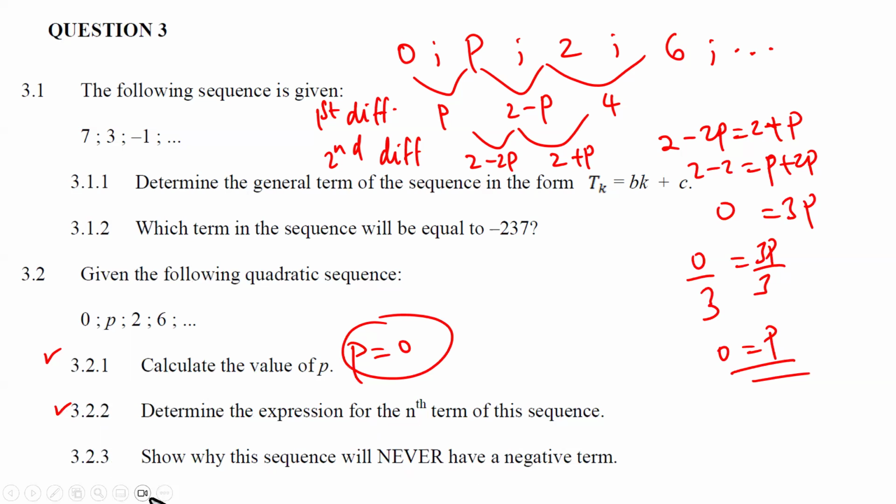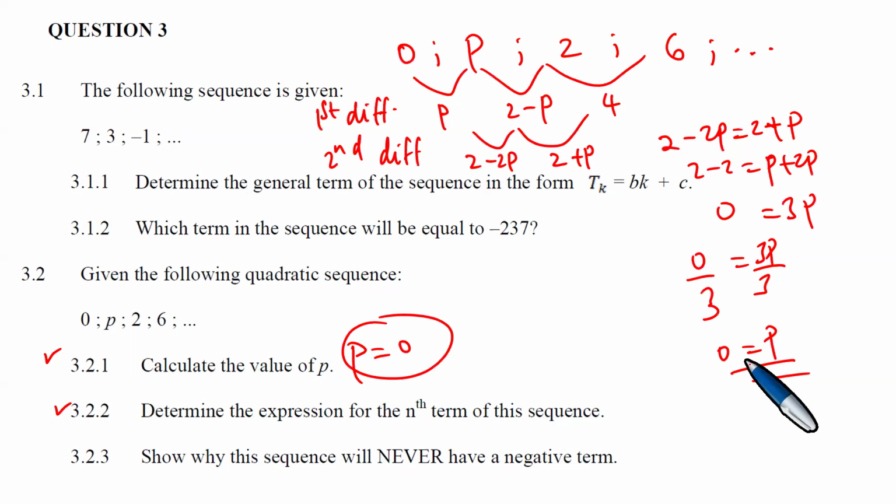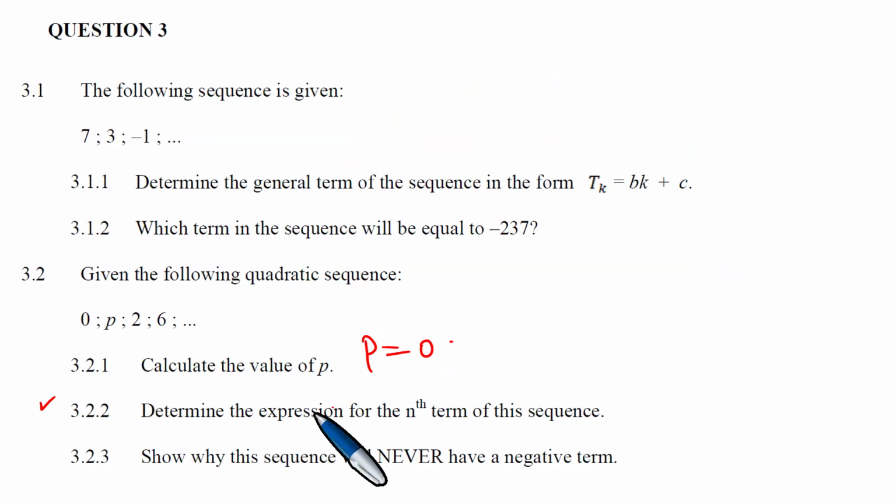Right, so determine the expression for the nth term of this sequence. What is the expression for the nth term of this sequence? Anyone? At this point, we already know that p is 0. We got it by calculation. But if p is 0, we're asking, what is the nth term of this sequence? Quickly, please talk to me. So you must calculate it first. How do you calculate it? The formula, sir. What is the formula?